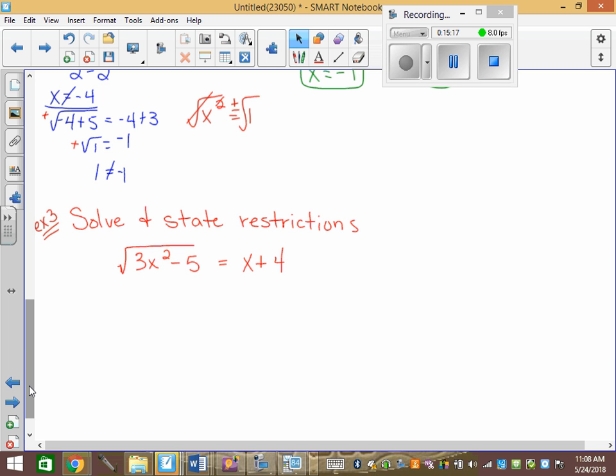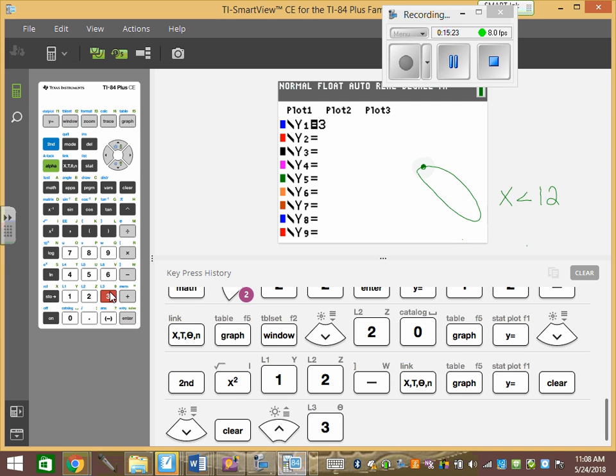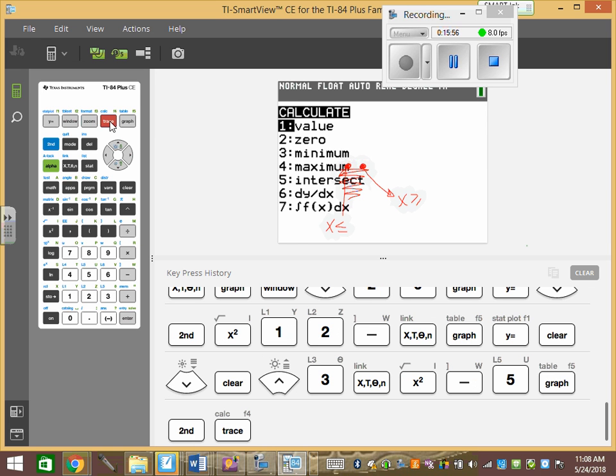We'll type in 3x squared minus 5, though, this time. So clear, clear. 3x squared minus 5. So this is my issue, right? Anything to the left of this x-intercept, so if we went x is less than or equal to this, or we went x is greater than or equal to this, we'd have our restrictions, wouldn't we? How do we get the thises? Yeah. So we can go second trace 0. Oopsies. Second trace 0, number 2.